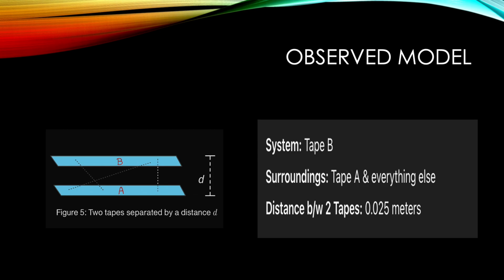So this is the observed model and how it looked. Tape A was below and tape B was above, and the two tapes are separated by a distance d. So the system is tape B and the surroundings are tape A and everything else, like my hand and stuff like that, and the distance between the two tapes is 0.025 meters.